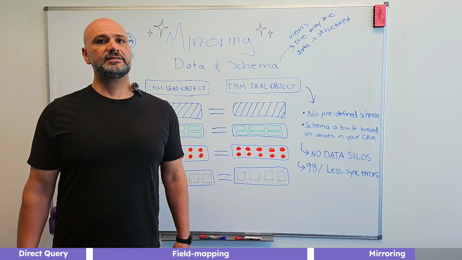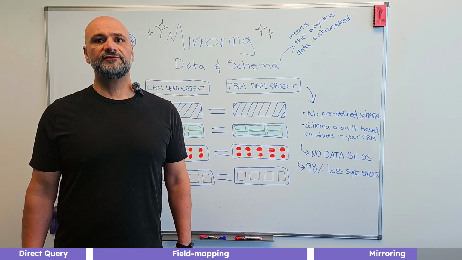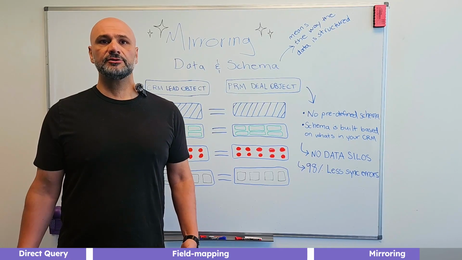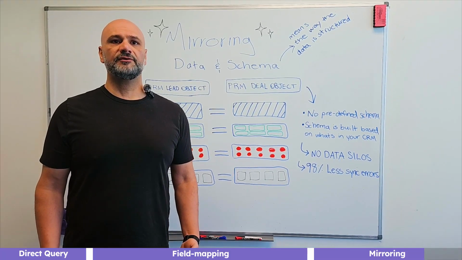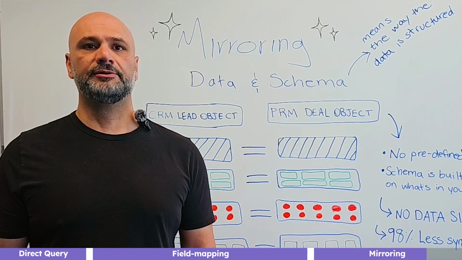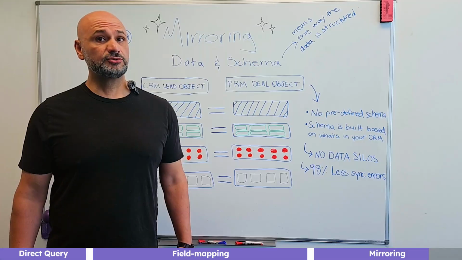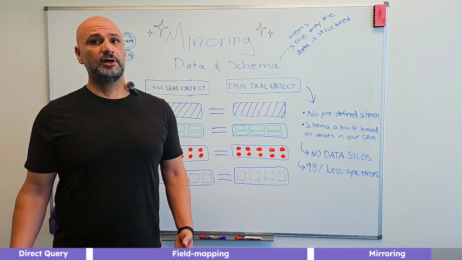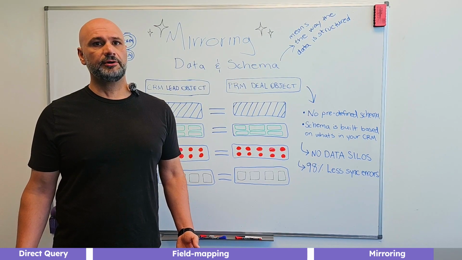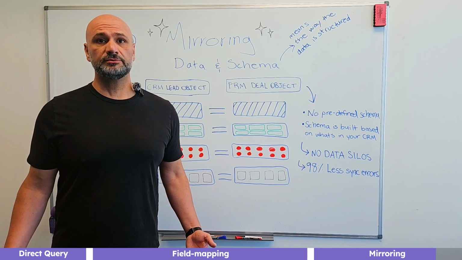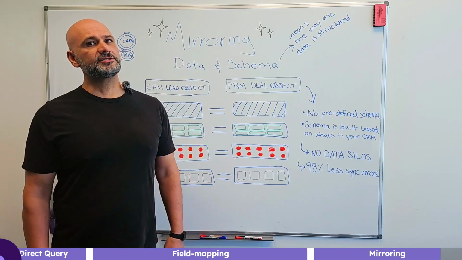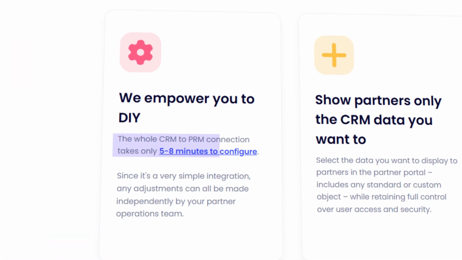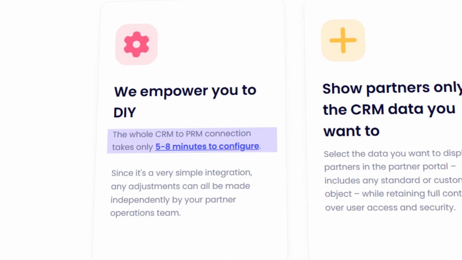If you have an early stage partner program, you likely won't see the full value of the integration because your partner operations are not yet complex enough to require the level of automation Magentrix's CRM mirroring provides. But if you've got mature partner operations and you constantly have sync issues in your PRM and partners aren't even able to register deals because they don't make it to your CRM, then data and schema mirroring is for you.